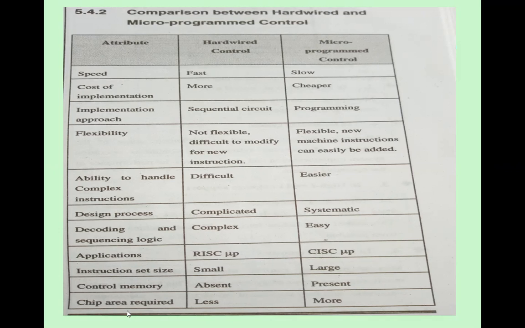Chip area required: less in hardwired. Microprogram requires more chip area because the memory is there, the data bus is there, and an access mechanism is required. So more chip area is required. Okay, so these differences you have to remember, and by them you can easily explain the hardwired control unit and the microprogrammed control unit.